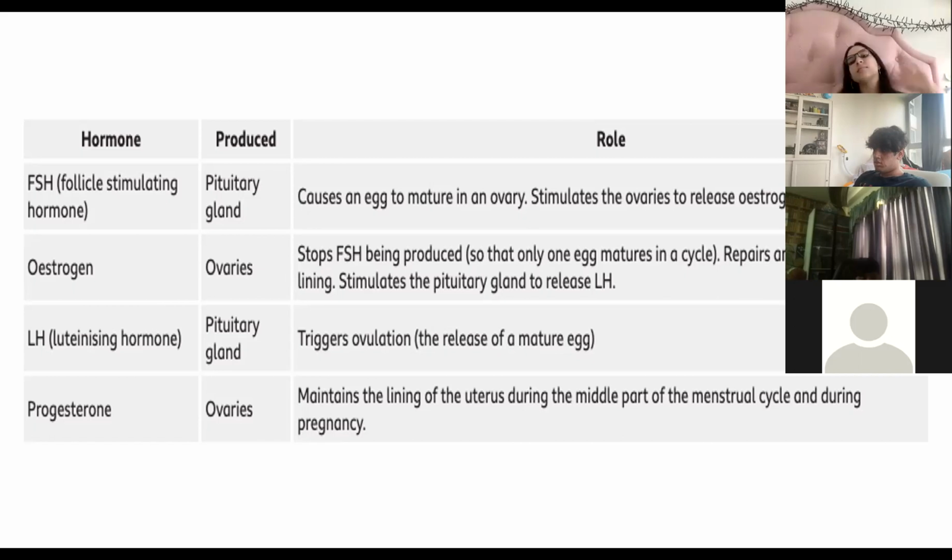Do we want to maintain the lining throughout? No. It has to be maintained only for a middle part, right? For a small time only. So this progesterone is going to maintain the lining of the uterus during the middle part of the menstrual cycle, and in case pregnancy occurs, then we want to maintain it.